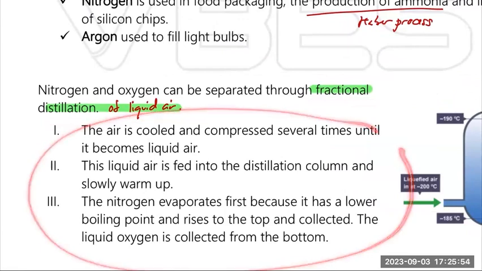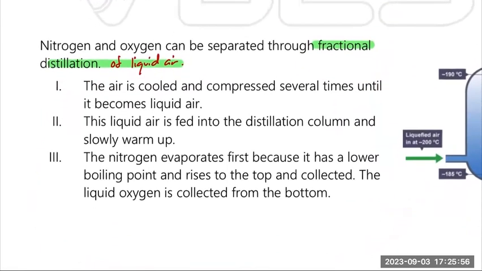So I will ask you to pay attention. In case they ask for the steps of how to extract the nitrogen and oxygen, I can tell you the keywords. If you want to memorize the whole thing, it's up to you. First thing first, when you want to separate nitrogen and oxygen, you have to cool everything down until it becomes liquid. Compressing helps, but cooling down is the main one. How low the temperature is also important.